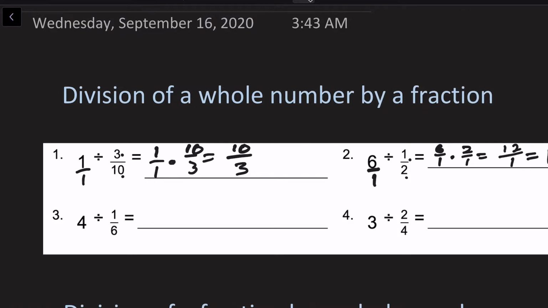We're going to rewrite this whole number as a fraction. So 4 over 1 multiplied by the reciprocal, which is, we'll flip it around, 6 over 1. So now we multiply across. 4 times 6 is going to be 24 over 1 times 1 is 1. So our final answer is 24.